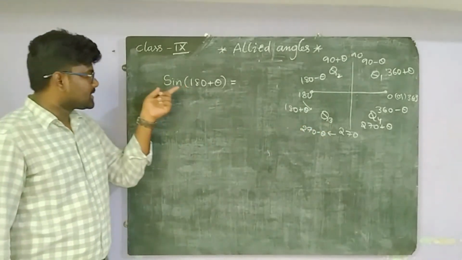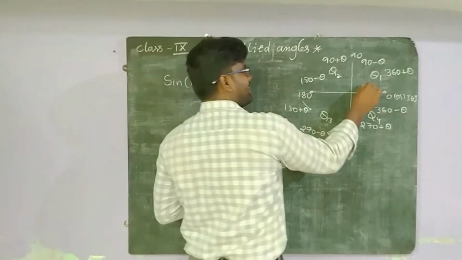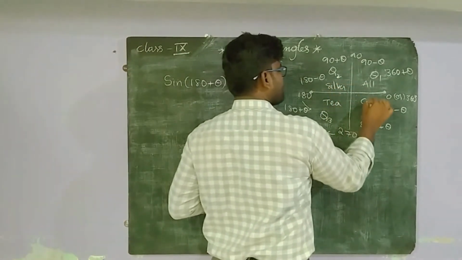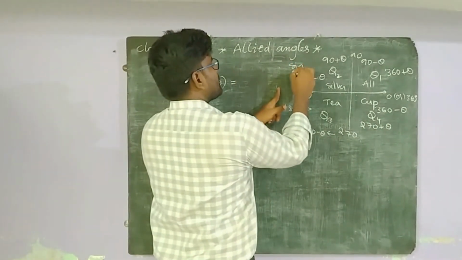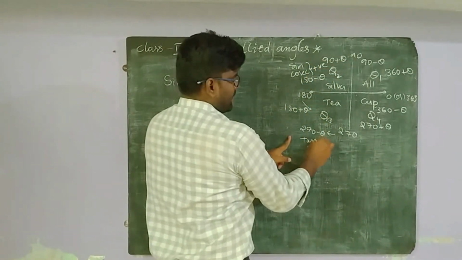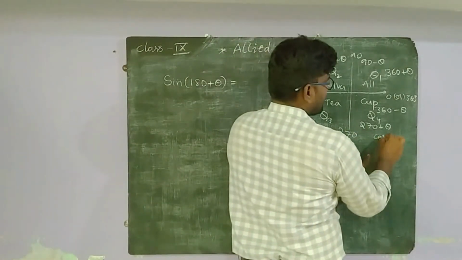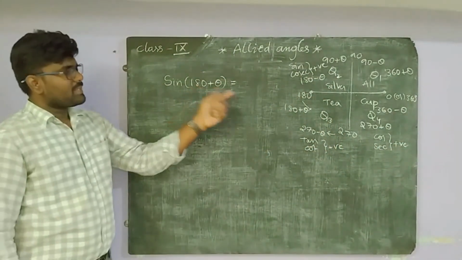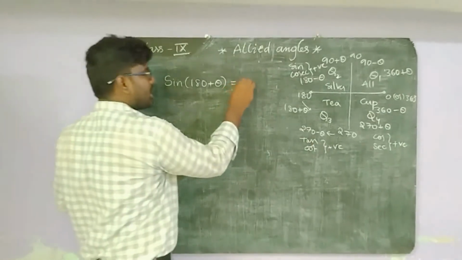How can we say which one is positive and which one is negative? All Silver Tea Cups. In the first quadrant all are positive. In the second quadrant sin and cosecant are positive and the remaining are negative. In the third quadrant tan and cot are positive, remaining are negative. In the fourth quadrant cos and secant are positive, remaining are negative. So 180 plus means third quadrant, where sin is negative. The answer is negative.